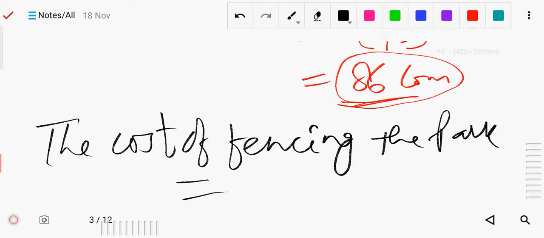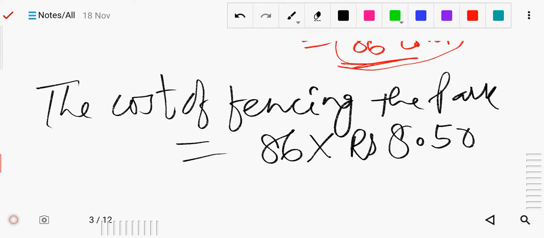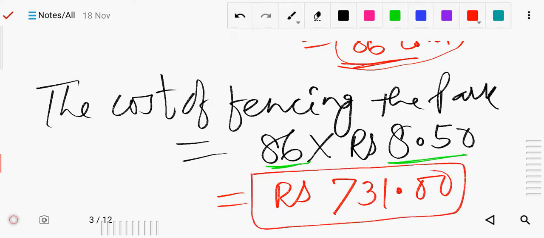So there is total 86 meter, and we multiply by the cost that is given, rupees 8.50. Now you can multiply these two values, 8.50 and 86. When you multiply, you will get 731.00. So 731 rupees will be paid for the fencing of that park.